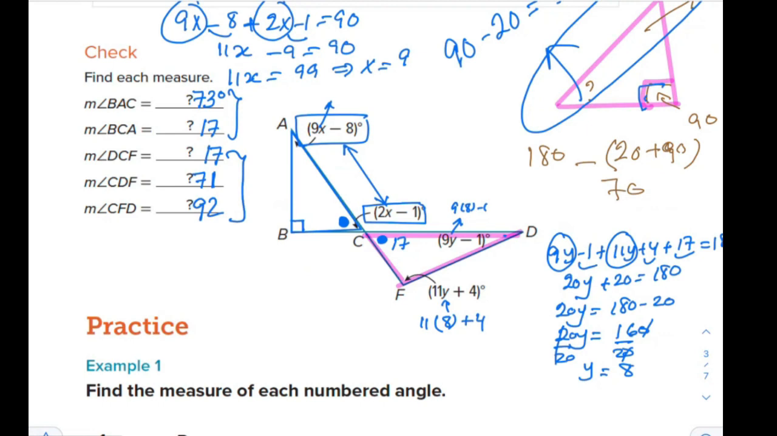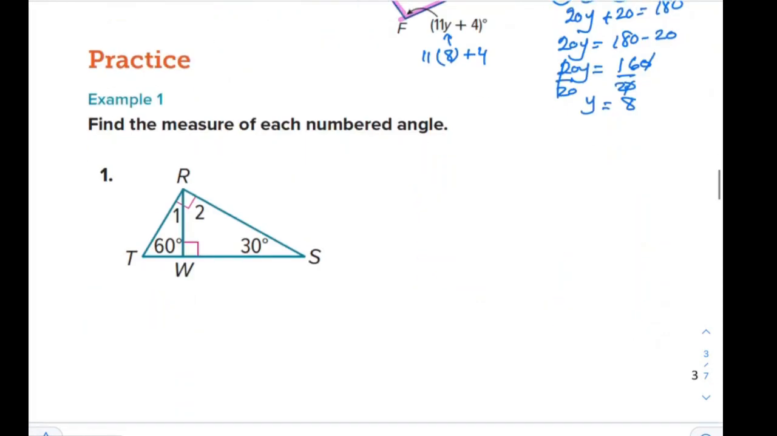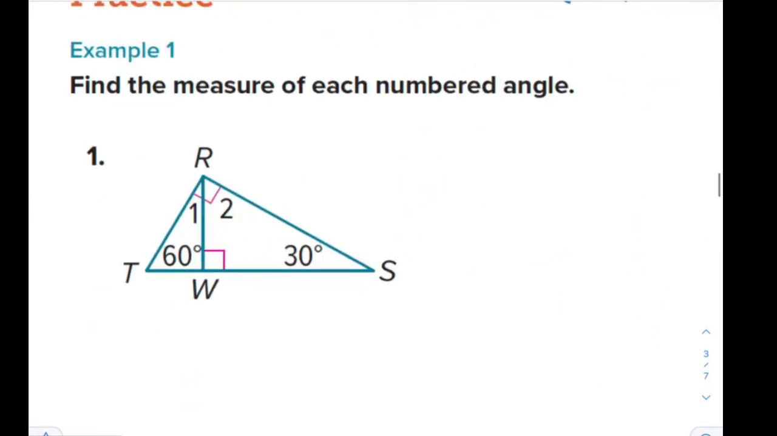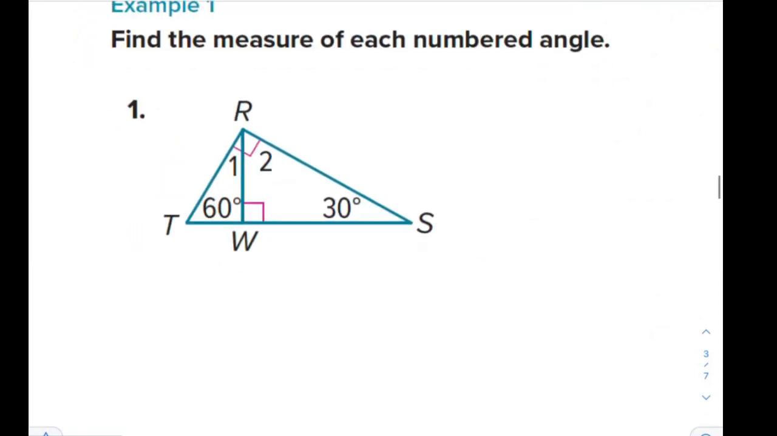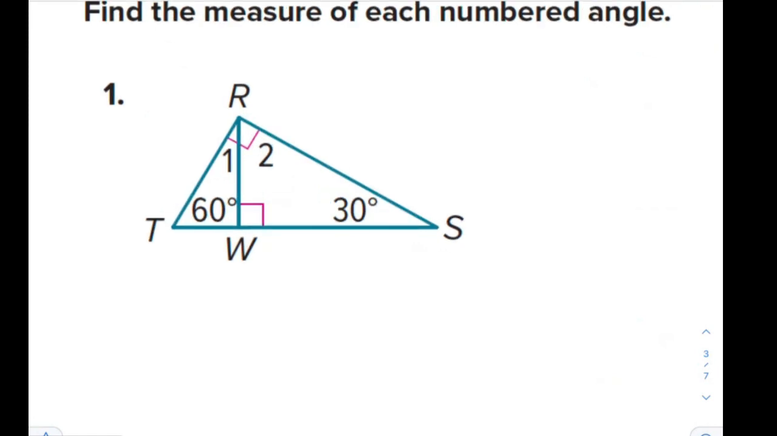Or the pink triangle, yes. Let's do some practice here. Find the measure of each numbered angle. Sometimes it's easy to find them in order. Sometimes you can easily find them according to your simple way.